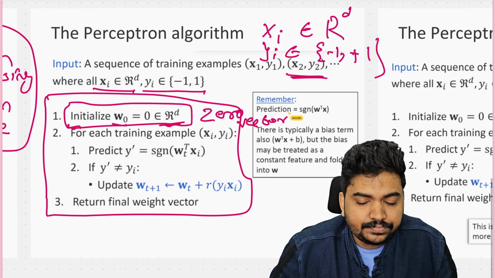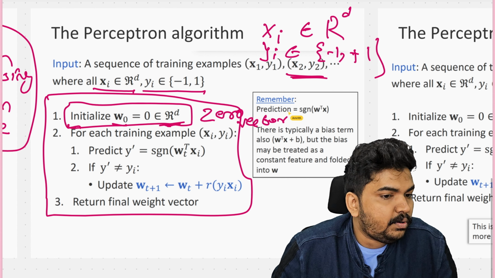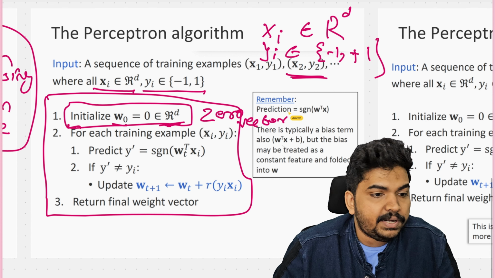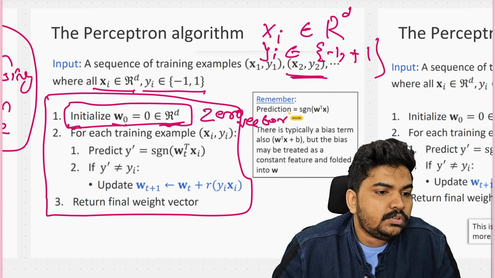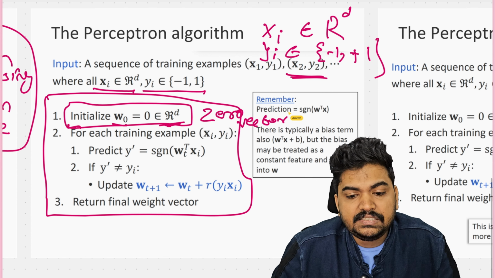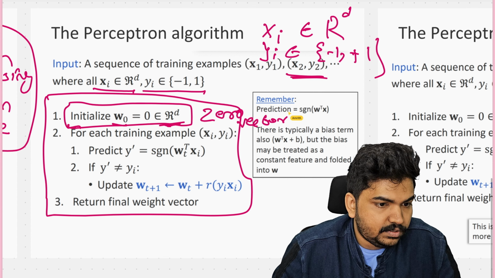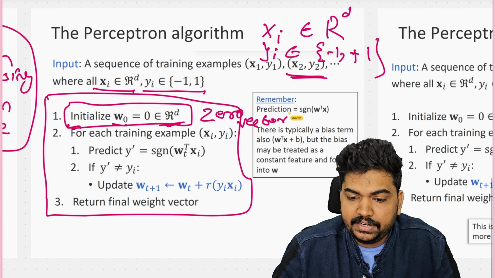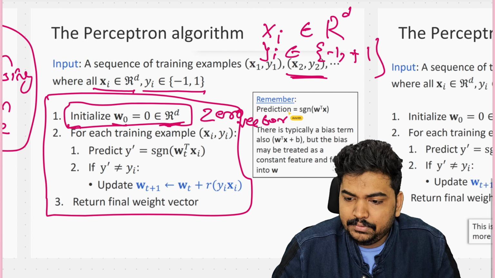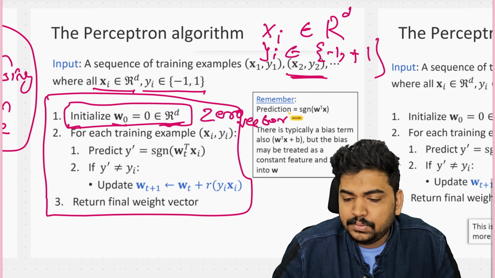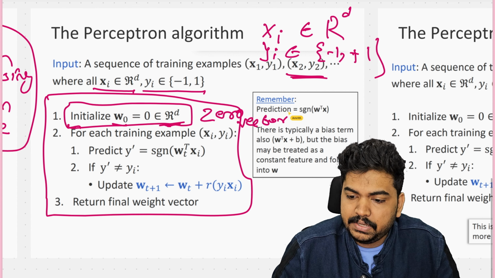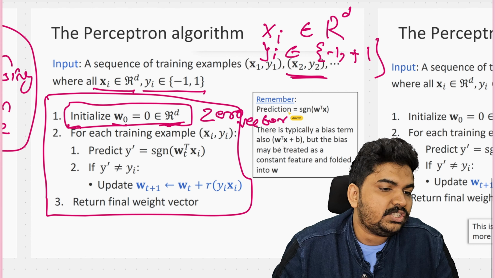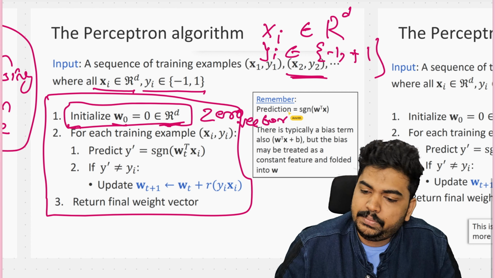The first substep of the second step, the loop, is the prediction itself. First it makes a prediction and assigns it to the variable y dash. The prediction occurs by simply taking the dot product of the input and the weight vector. Here we assume that there is a bias term, but the bias term may be treated as a constant feature and folded into w for the sake of notational convenience. But in reality, there will be a bias term.